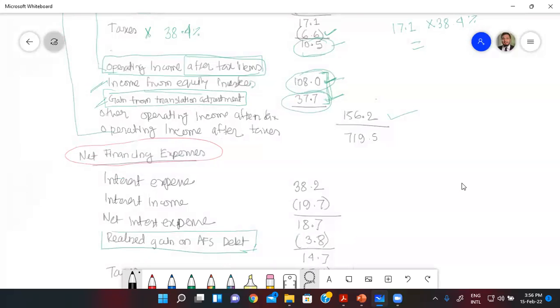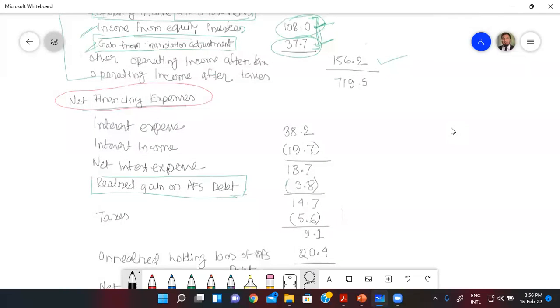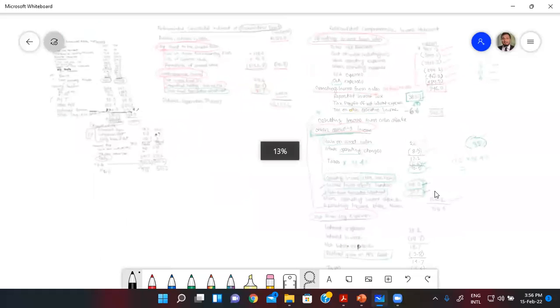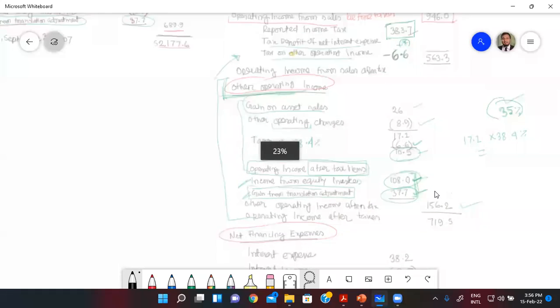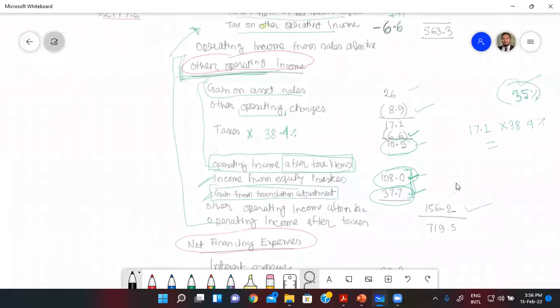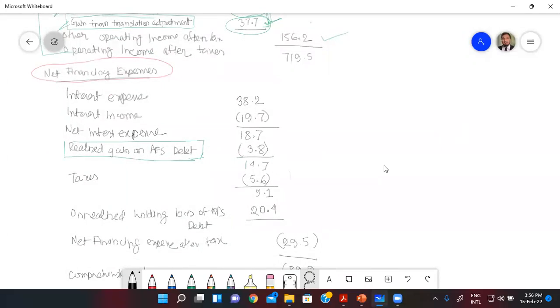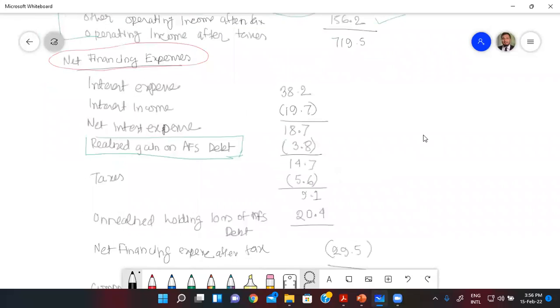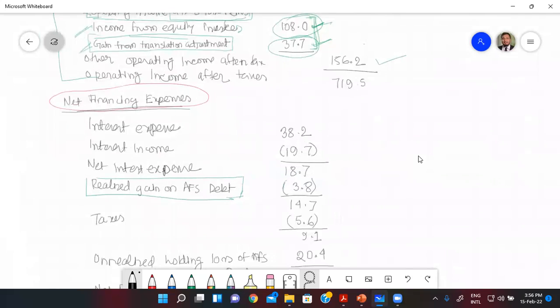Net financing expenses. Again, go to footnote 4 where we left. You see there is an interest expense in footnote 4, 38.2 million. Now you might ask why we have not started with the net financing income, why we have started with the expenses.